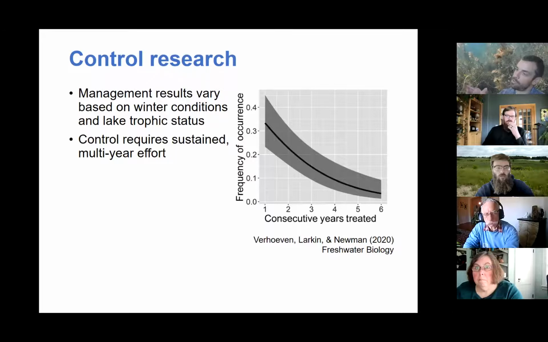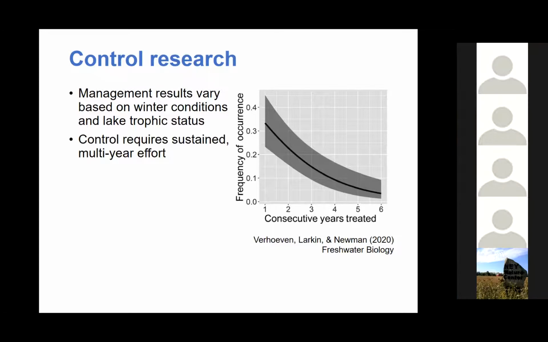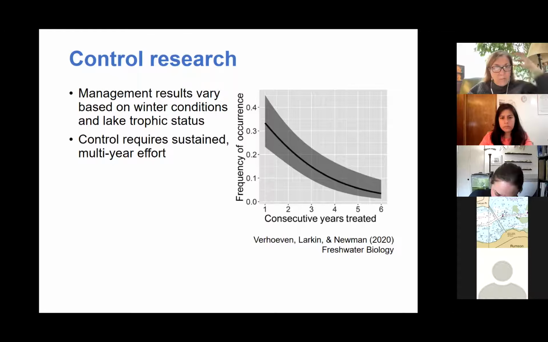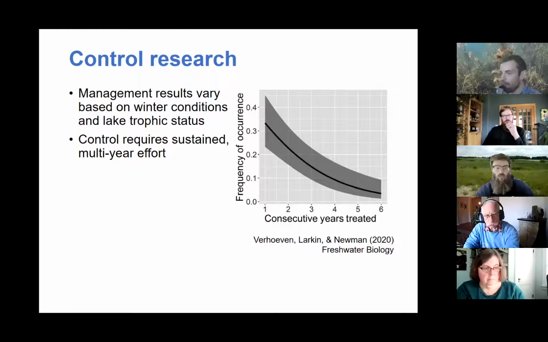So this figure is showing the lake-wide extent of curly leaf pondweed with consecutive years of treatment on the x-axis. And Mike found that control requires a sort of sustained multi-year effort to bring down the lake-wide extent.